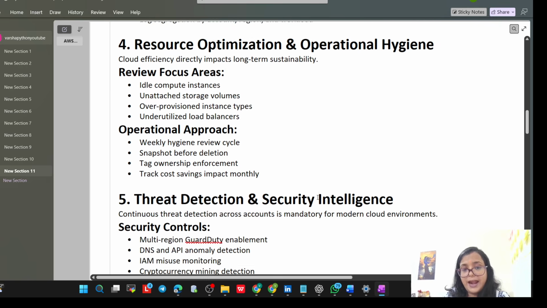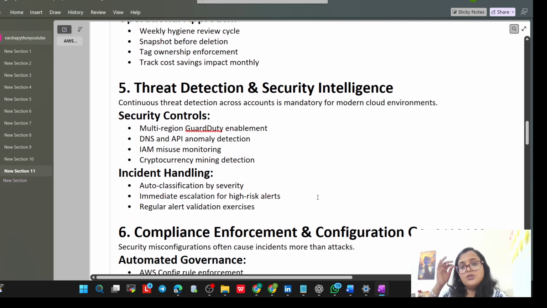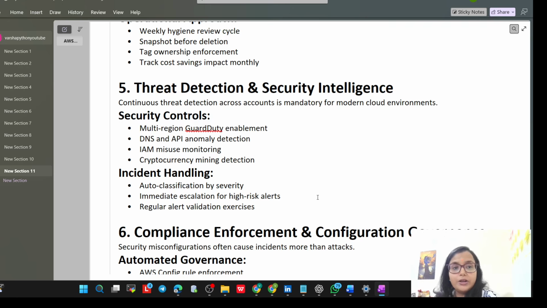Now, threat detection and security intelligence. So what does it mean? It means continuous threat detection across accounts is mandatory for modern cloud environments. So the security controls: multi-region GuardDuty enablement. Second is DNS and API anomaly detection, IAM misuse monitoring. Because of that, we should give least privilege to IAM. Now, cryptocurrency mining detection, incident handling, classification by severity, immediate escalation for high risk alerts, regular alert validation exercise.